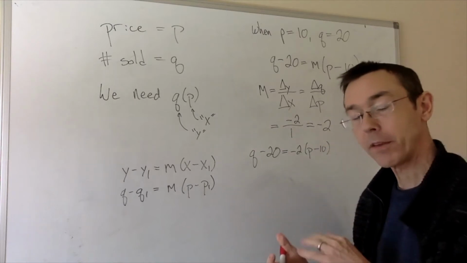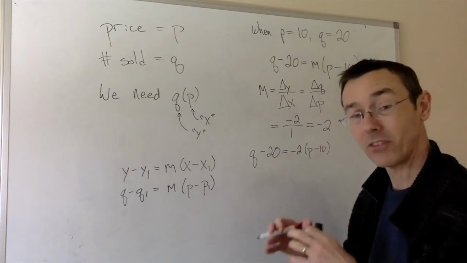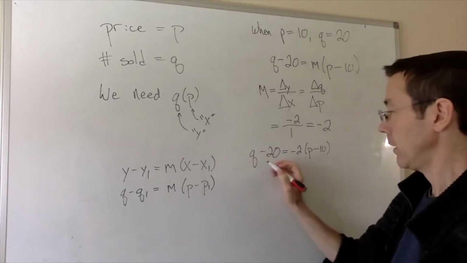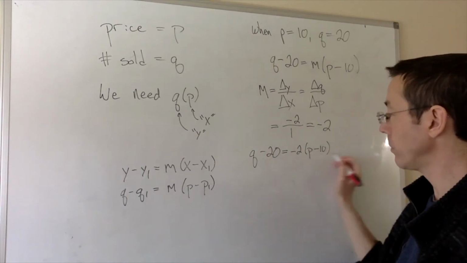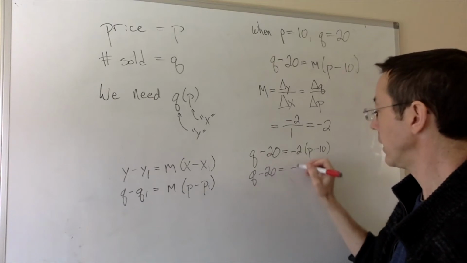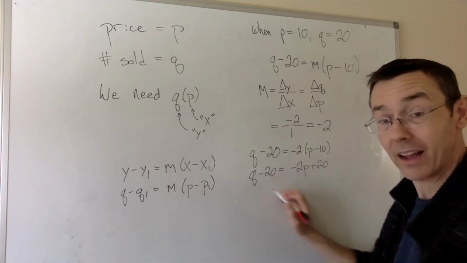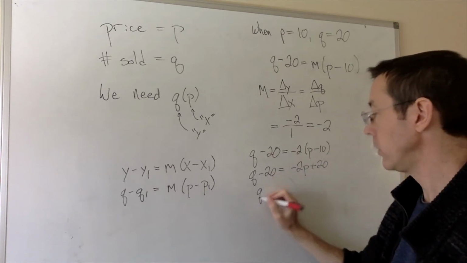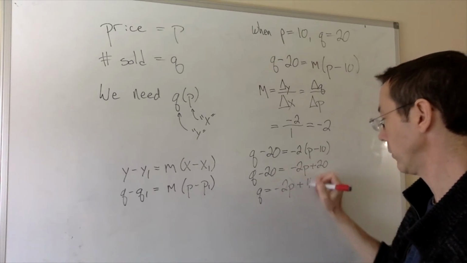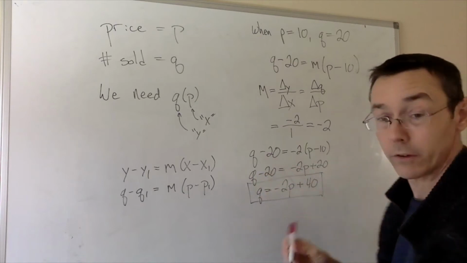Let's just finish up this problem by simplifying this and writing it specifically as a function. Q equals some function of P. So I'm going to distribute this. Q minus 20 is negative 2P plus 20. And then I'll add the 20 to the other side. Q equals negative 2P plus 40. So there's our demand function.